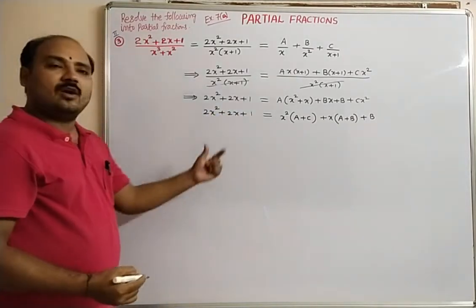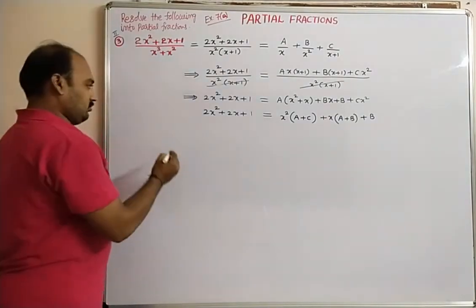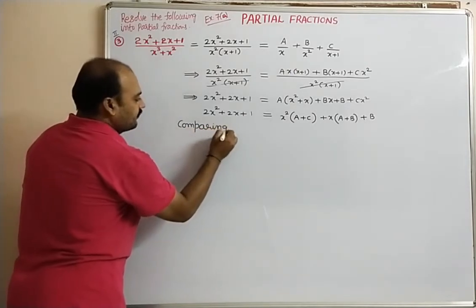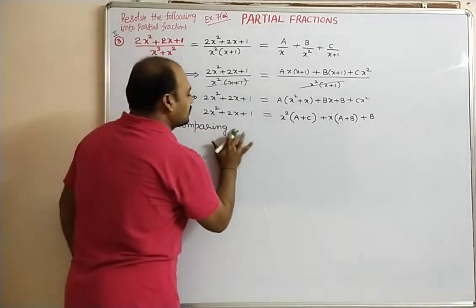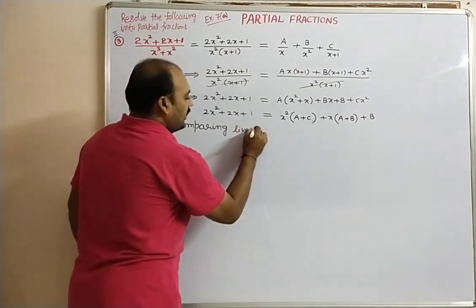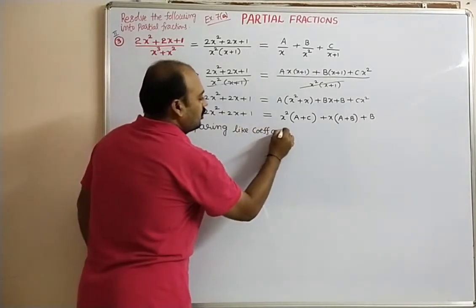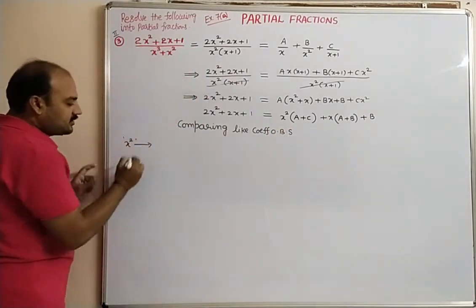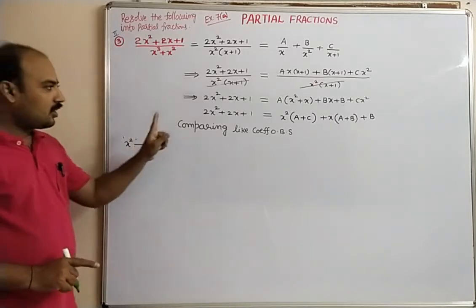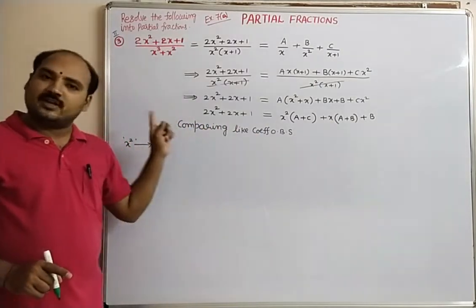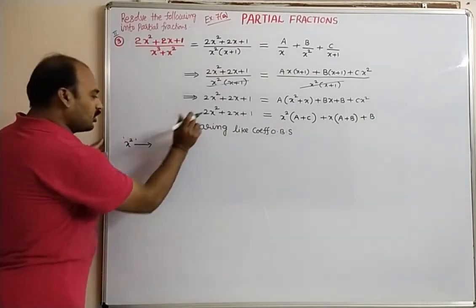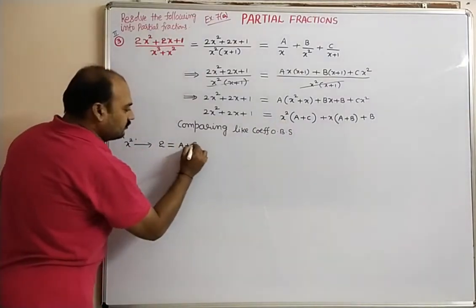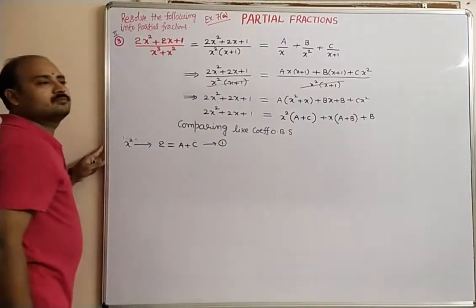Now comparing like coefficients on both sides. First we are comparing x square coefficients. The x square arrow mark means we are comparing x square coefficients on both sides. That is the meaning, you have to remember that. So here the x square coefficient is 2, which is equal to a plus c, the x square coefficient on this side. Keep that as equation number 1.